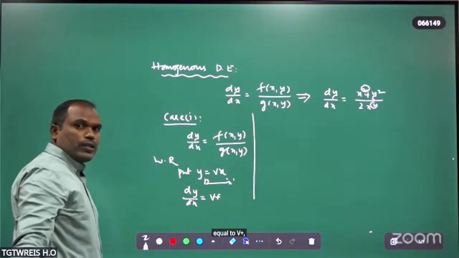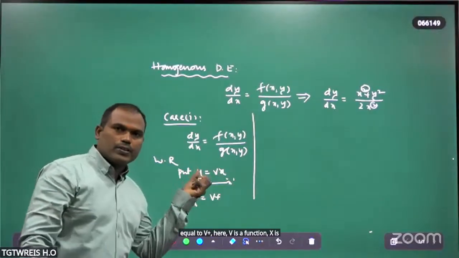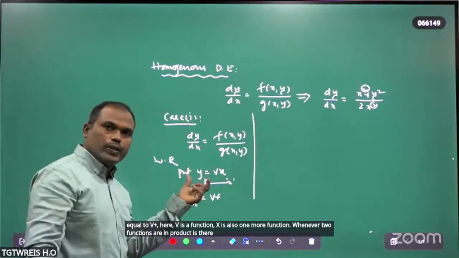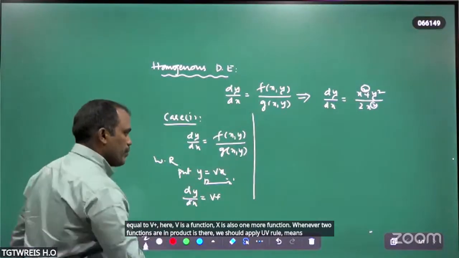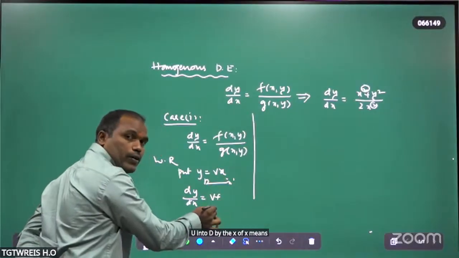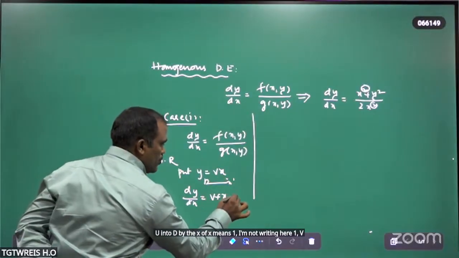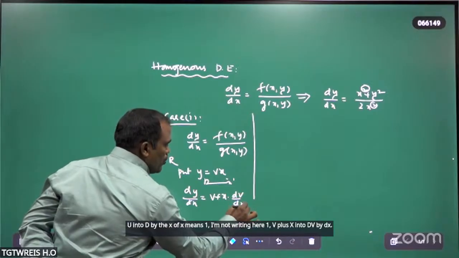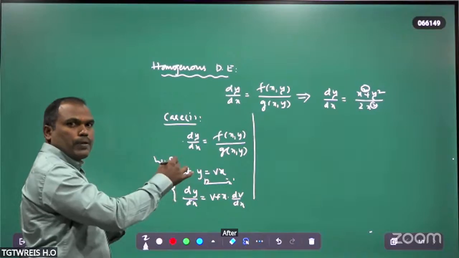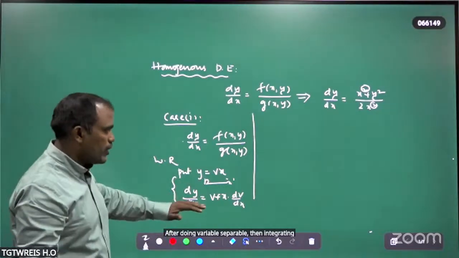Here v is a function, and x is also one more function. Whenever a product of two functions is there, we should apply the UV rule. In the first differentiation, u into d by dx of x, which means 1, I am not writing the 1 here, gives v plus x into dv by dx. You know these two values; substitute them in this. After doing variable separable and then integrating on both sides, we get the solution of this.